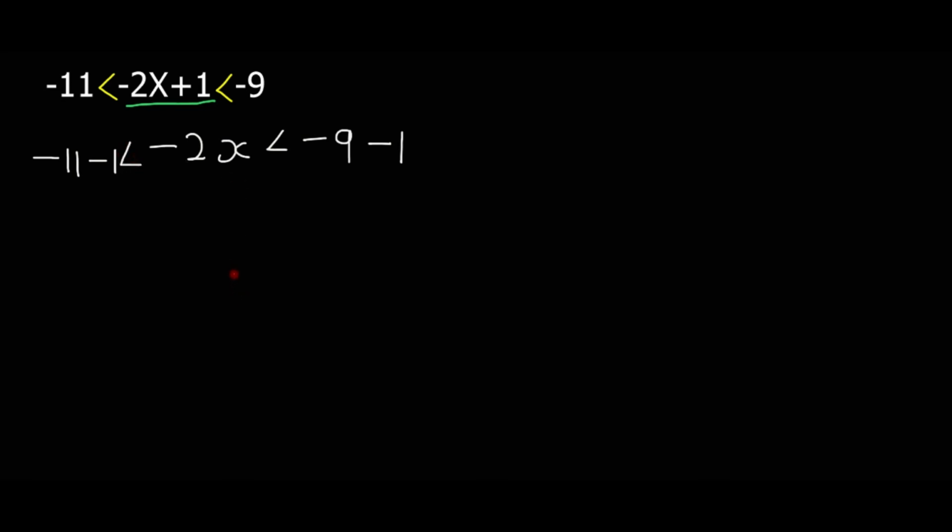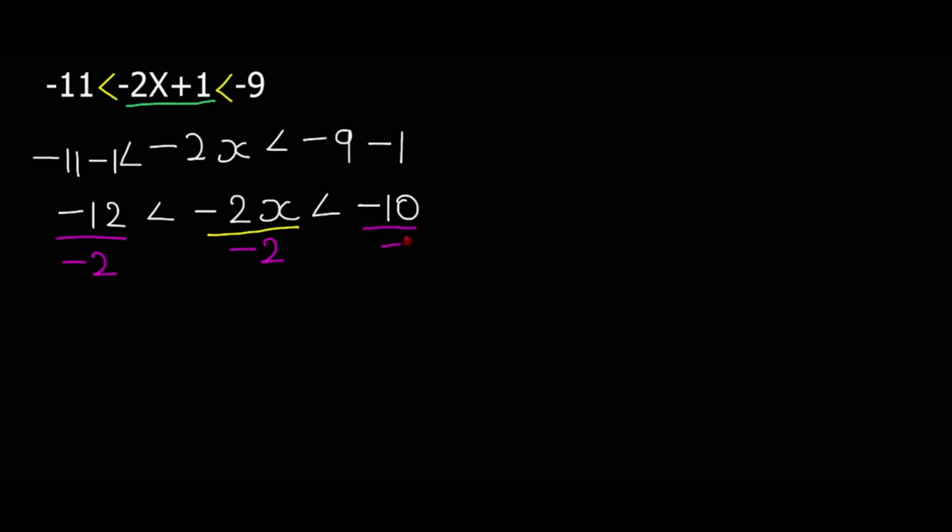And then from here, I can add the like terms. Minus 11 minus 1 is minus 12. And then on this side, minus 9 minus 1 is minus 10. And then from here, we can solve for x. But our x has a coefficient that is a negative number, so we divide both sides by negative 2. This means globally negative 2 and negative 2 will cancel. And then from here, negative 12 divided by negative 2 is positive 6.